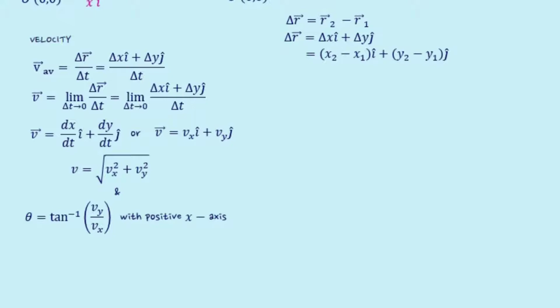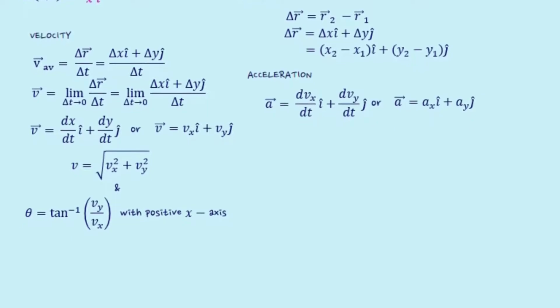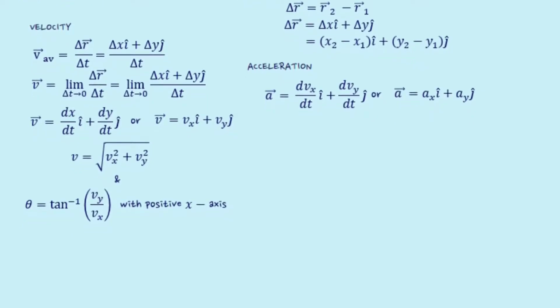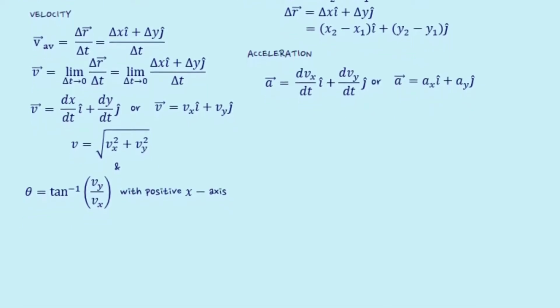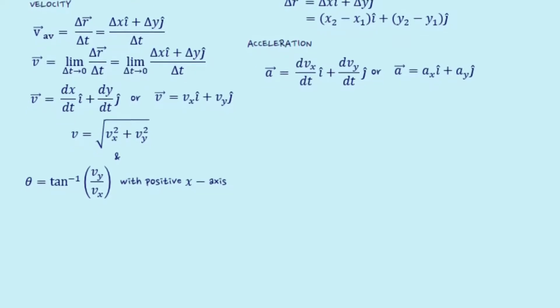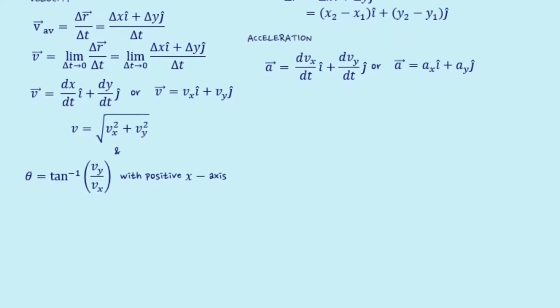Next, we have acceleration, which is defined as the rate of change of velocity with respect to time. If the total change of velocity is divided by the time interval, then it is termed average acceleration. Using the concept of a very small time interval, we can evaluate instantaneous acceleration, which is the limiting value of average acceleration when the time interval for the calculation approaches 0.